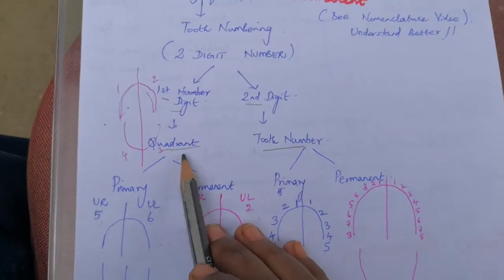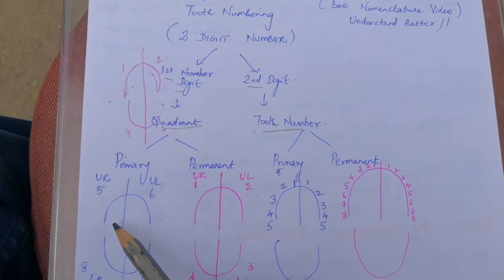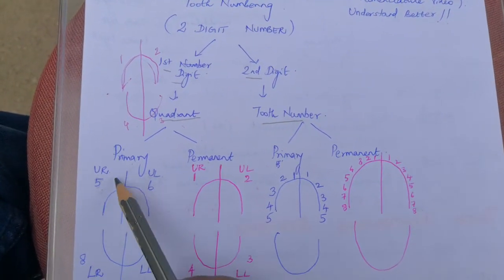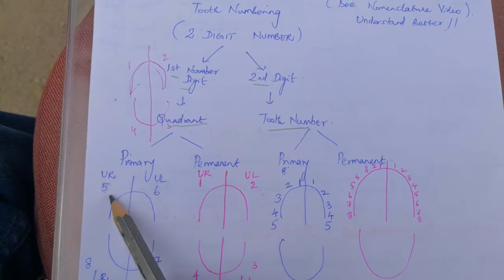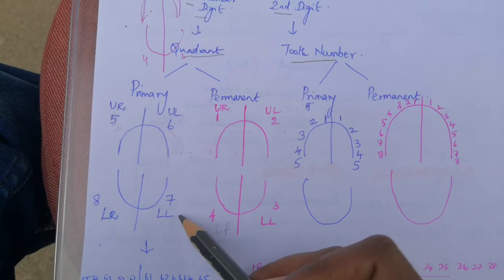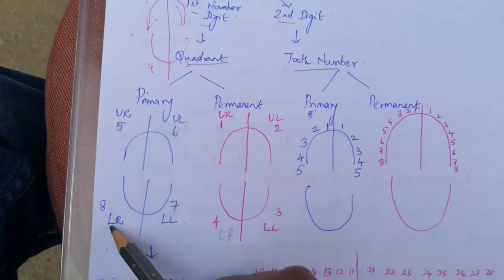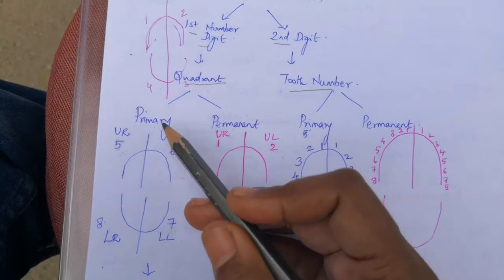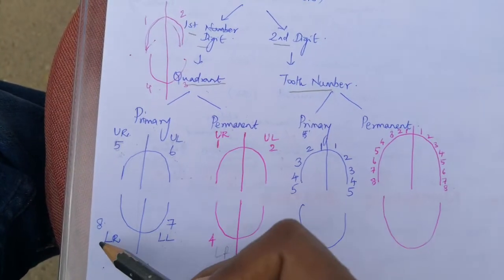The first digit will represent the quadrant and the second digit will represent the tooth number. So the quadrant numbering for the primary dentition will be 5, 6, 7, 8. That is, maxillary right will be 5, maxillary left will be 6, mandibular left will be 7, and the mandibular right will be 8.